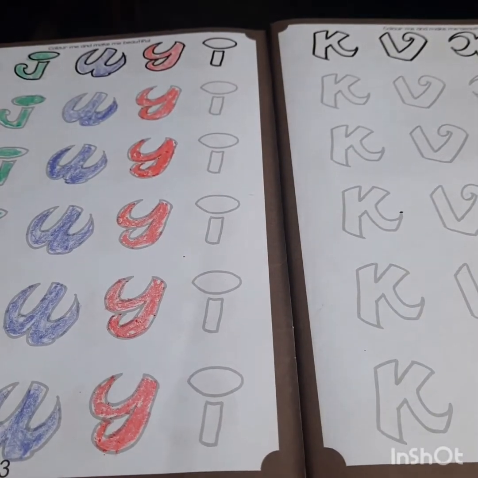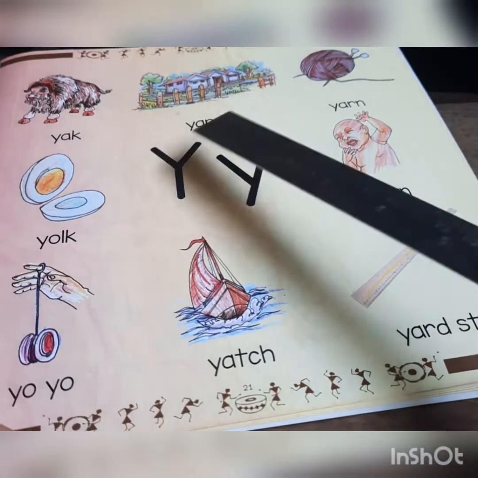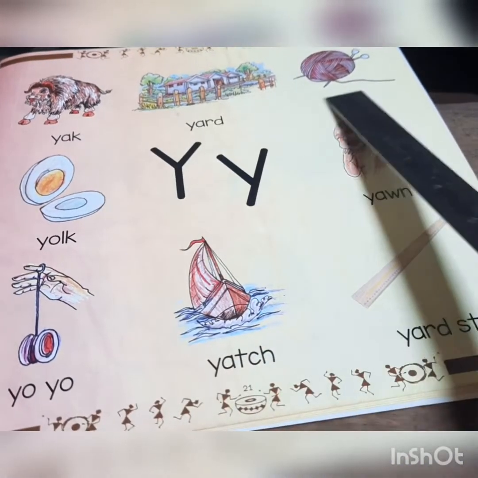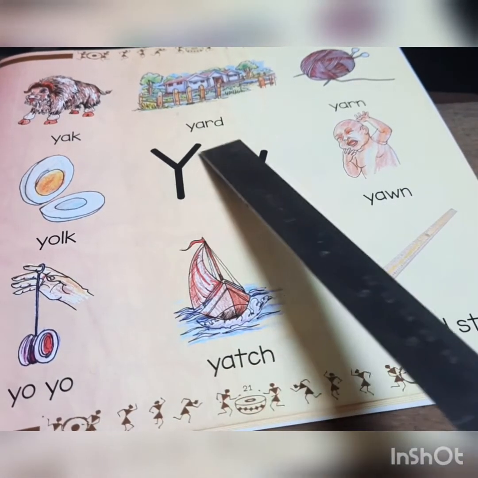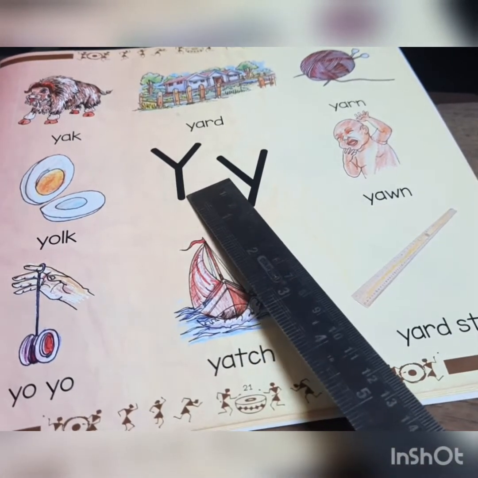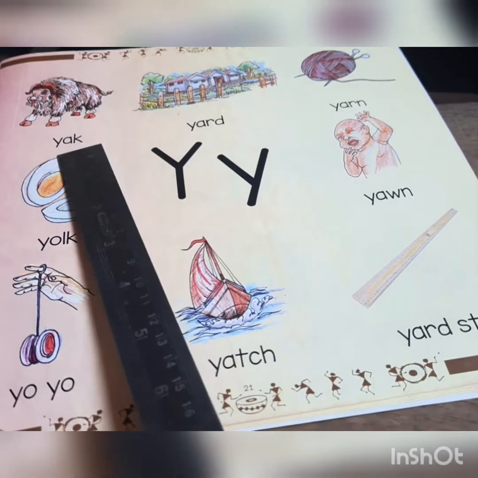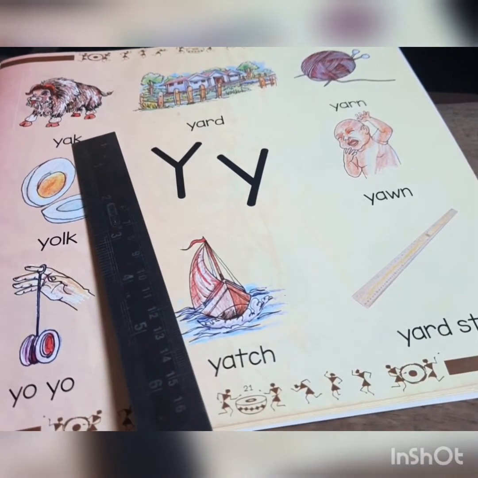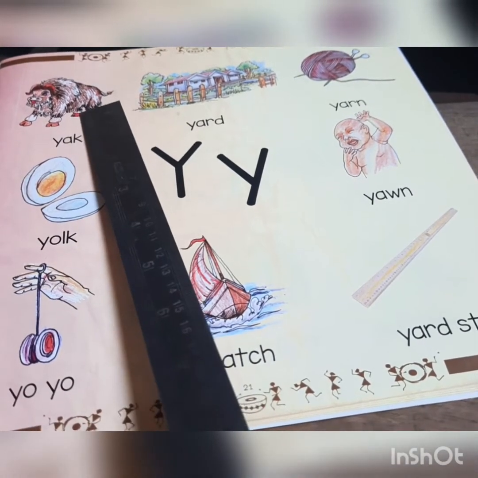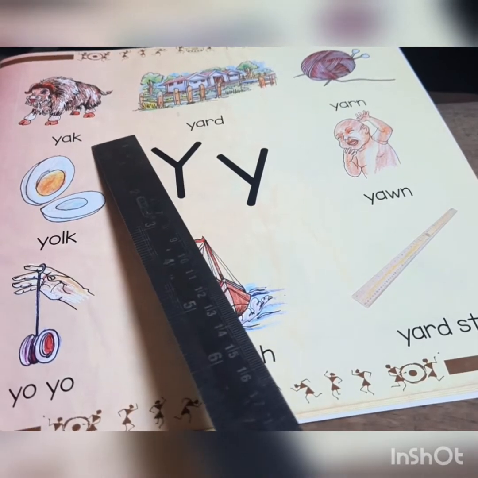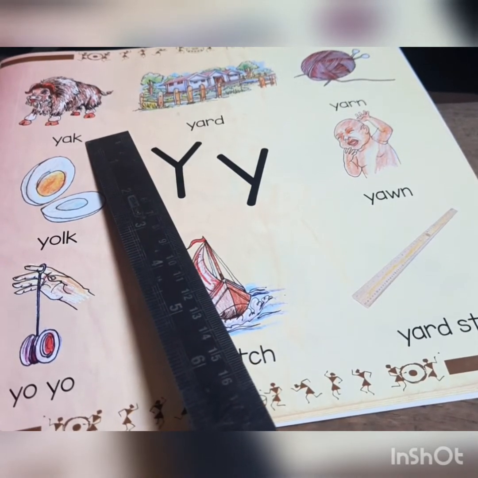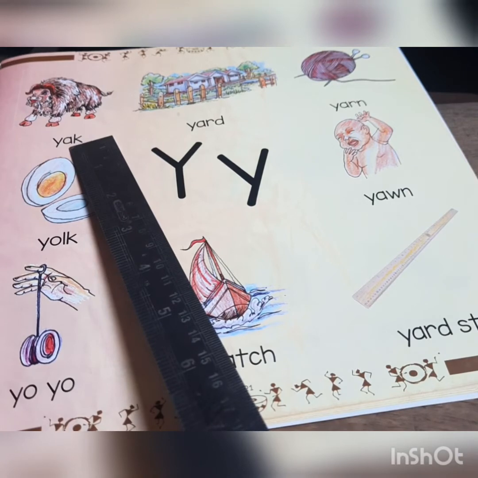We'll see, children, few pictures, and what they are called. You can see here, Y says year. Okay, what is this first picture, children? How it looks? It looks like an animal, right? Which is that animal? That animal is yak.